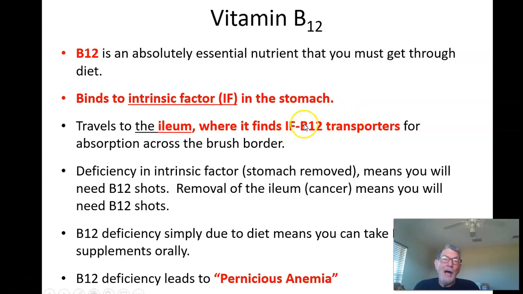So if you have a deficiency in B12 because you're not eating enough, you can eat more B12. If you have a deficiency in B12 because you can't make intrinsic factor, you have to take B12 shots, because eating any more of it wouldn't really help that much. B12 deficiency leads to what's called pernicious anemia. It's a megaloblastic anemia, which means the red blood cells are too large and they won't fit through the capillaries, and it can be lethal.